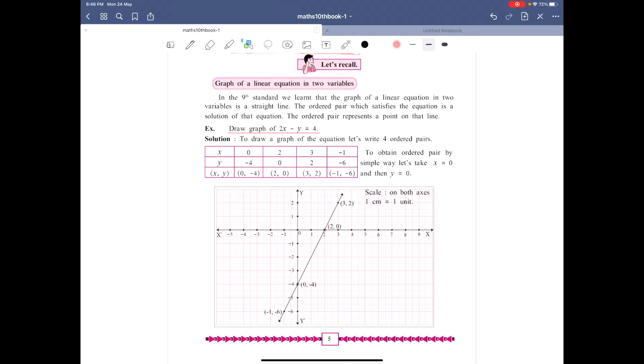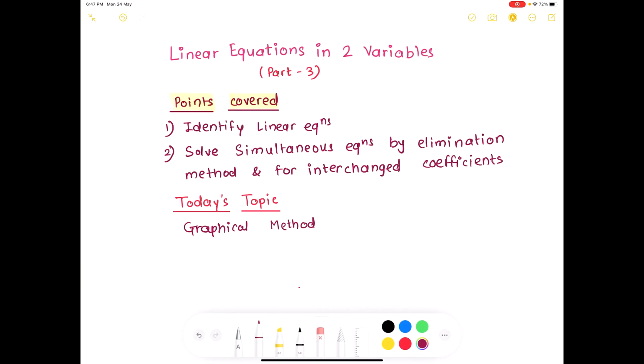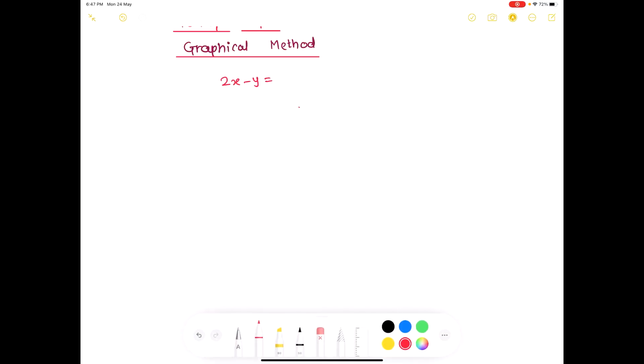How to draw this graph? First of all, they have taken 4 points, that is 4 ordered pairs, (x, y), (x, y). It means you can take any 4 points or any 4 coordinates for x, and after solving it you will get the coordinate for y, and that you have to write down in this table. So how to solve this? I will show you. We will write that example and we will form the table. Okay. Let's take that example first. 2x minus y is equal to 4. We have to draw the graph for it.